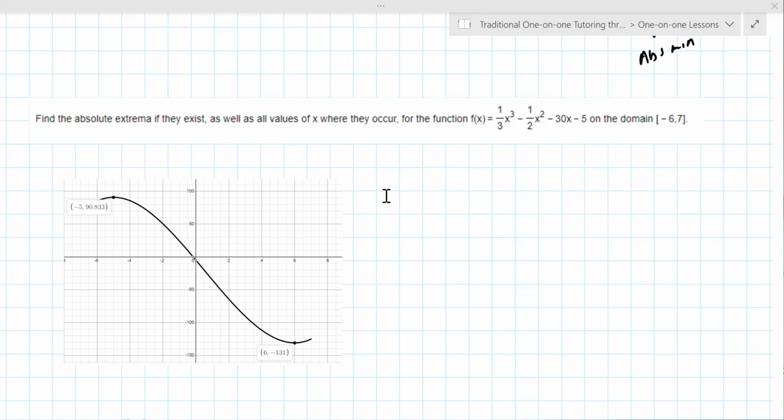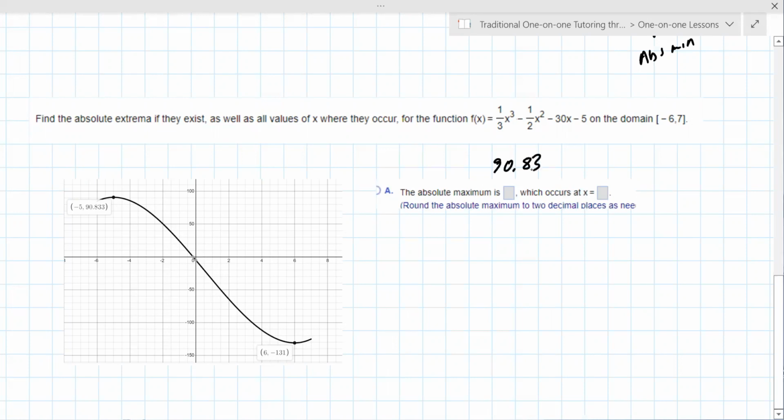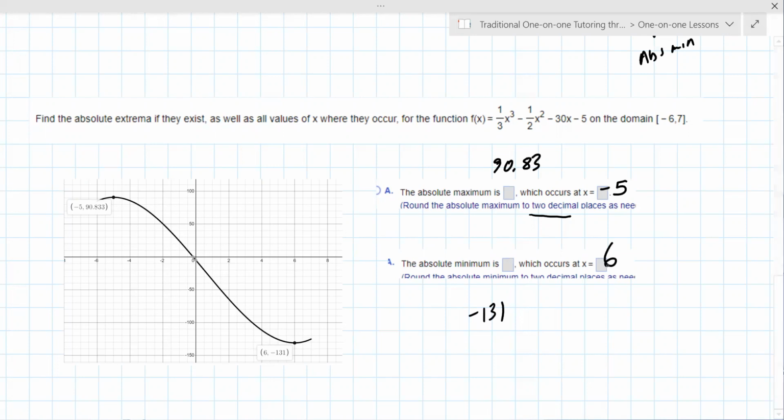Oh, and they do allow you to round. That's nice. So it says the absolute maximum is, and the absolute maximum is 90.83, just rounded to 2 decimal places as needed. And then it occurs when x equals -5. And then similarly, you can find the absolute min doing the same thing here, where the min is -131. It's a nice number, and occurs at x equals 6.